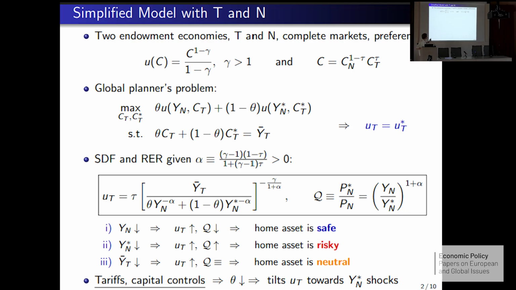And preferences are the same as in the paper. I realize that I still use old notation relative to the presentation. This is a notation from the draft. So gamma is the inverse of intertemporal elasticity, and tau is the share of tradables, the openness of the economy. And given that this is a complete markets environment, there are no frictions, we can just solve the global planner's problem. So what is the optimal allocation?